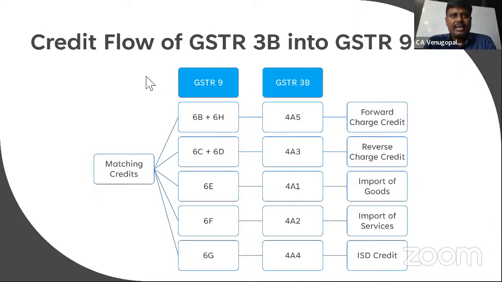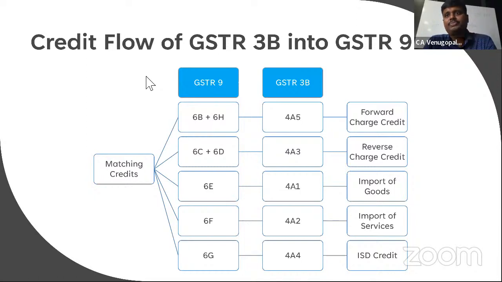Now, this is an indication of the credit that you have availed in GSTR 3B. So this portion is the credit that you have availed in GSTR 3B, which needs to be reported in GSTR 9. Now, if you notice carefully, I have made a statement that what needs to be reported is the input tax credit availed, but might not be exactly the same as what is there in GSTR 3B.